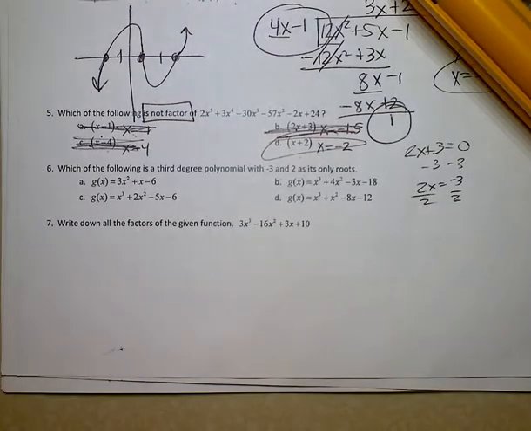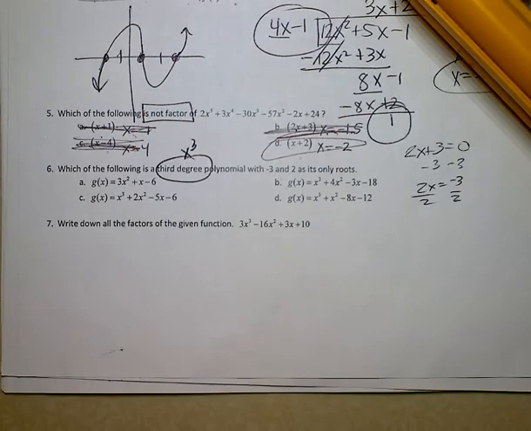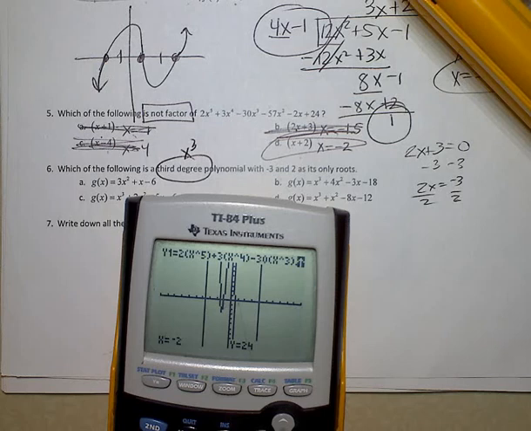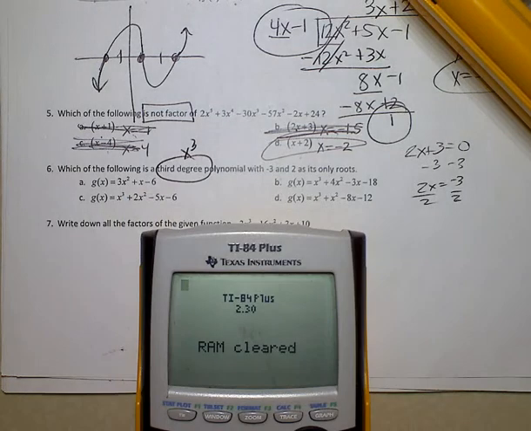Which one of the following is third degree? Can everybody write x cubed? Which of the following is third degree, but it only has roots at -3 and 2? There's no other roots. So let's go second plus 712. When you look at options A through D, I can already eliminate one before I do anything on the calculator. What can you eliminate? Why? Good.